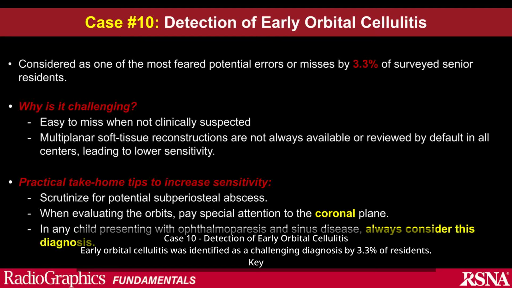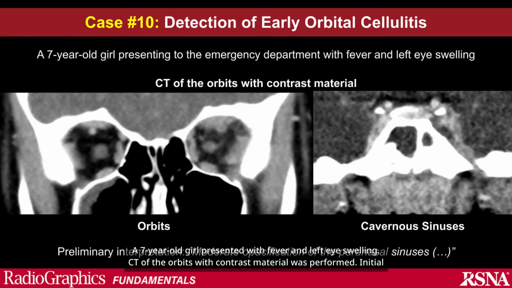Practical take-home tips to improve sensitivity. 1. Carefully examine for signs of a potential subperiosteal abscess. 2. Focus on the coronal plane when evaluating the orbits, as it provides critical details. 3. Always consider this diagnosis in children presenting with ophthalmoparesis and sinus disease. A 7-year-old girl presented with fever and left eye swelling. CT of the orbits with contrast material was performed.